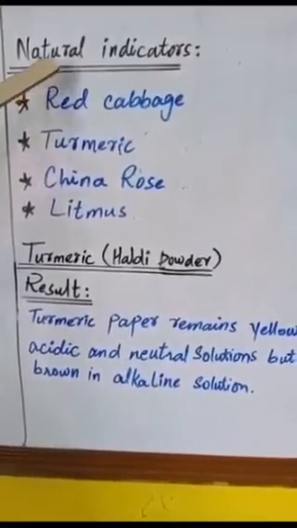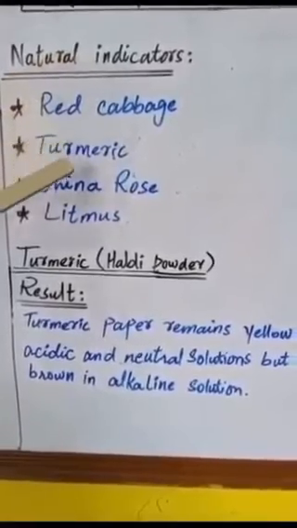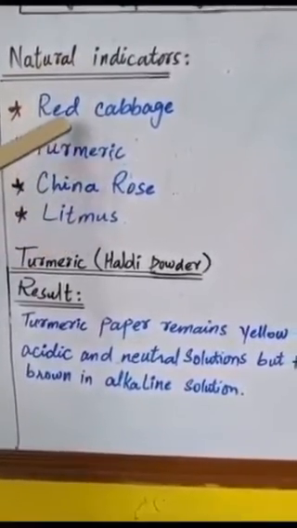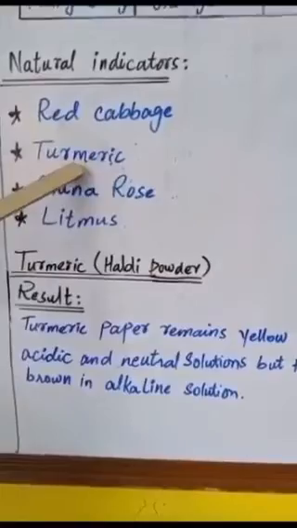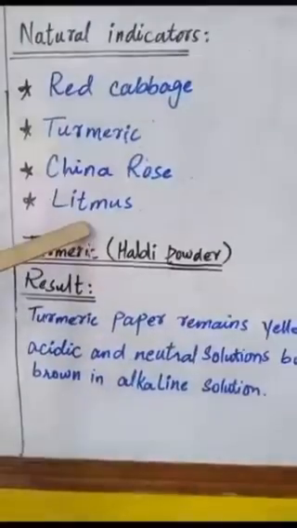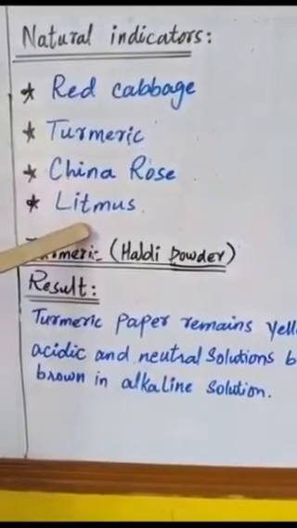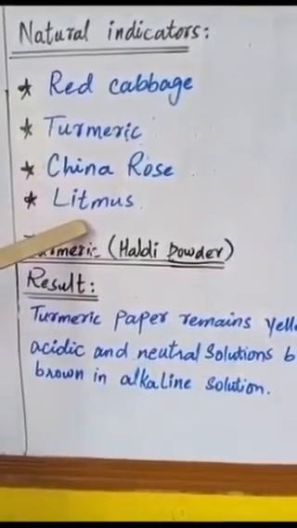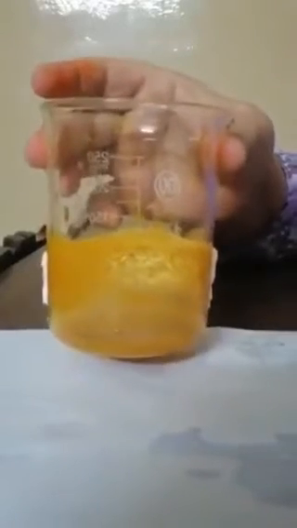Natural indicators. These are the indicators that occur naturally. They are red cabbage, turmeric, China rose, and litmus. Now we are going to perform an activity to prepare the turmeric paper. I have prepared the paste of turmeric by adding a small amount of warm water to turmeric. This is the paste of turmeric.